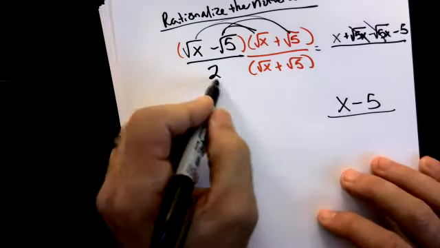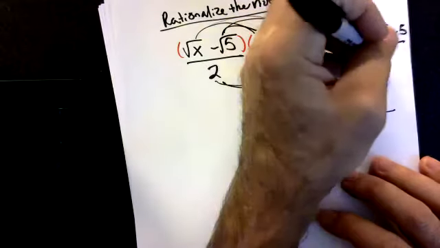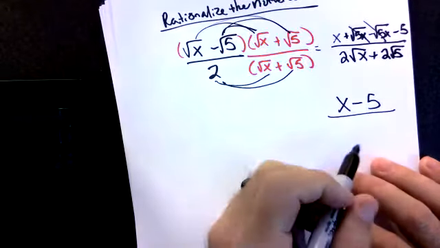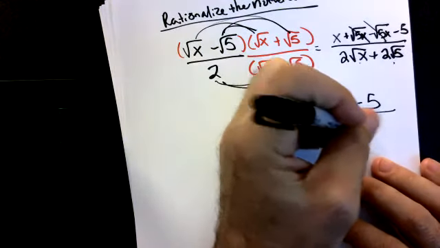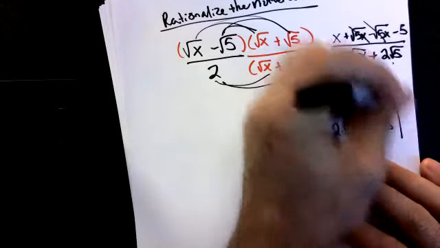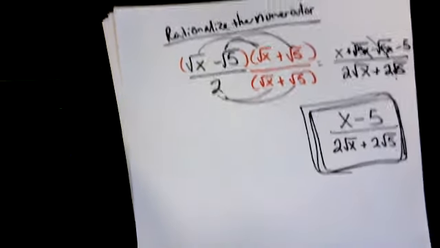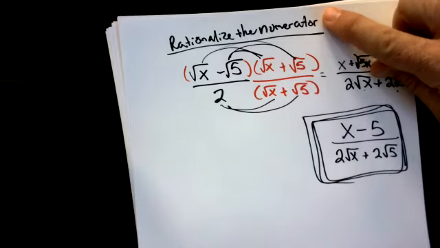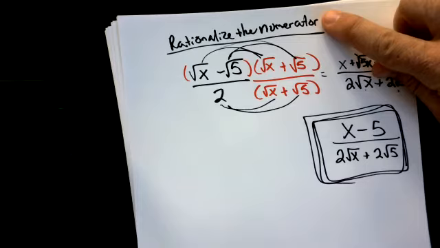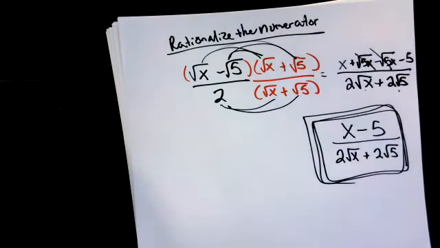If we distribute here again, outside numbers stay outside, so we would end up with 2 roots of x plus 2 roots of 5. Those are not like terms. We can't combine them. They stay just the way they are. So if they ask you to rationalize the numerator, they'll only do this a couple of times. There are like 3 problems, I think, in my math lab where they tell you to rationalize the numerator. That just means they want to get the square roots off of the top.